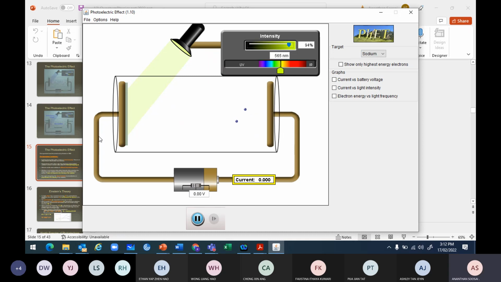So this experiment found that there is a threshold frequency. Threshold frequency means that at frequencies higher than a certain frequency, the electron is released.